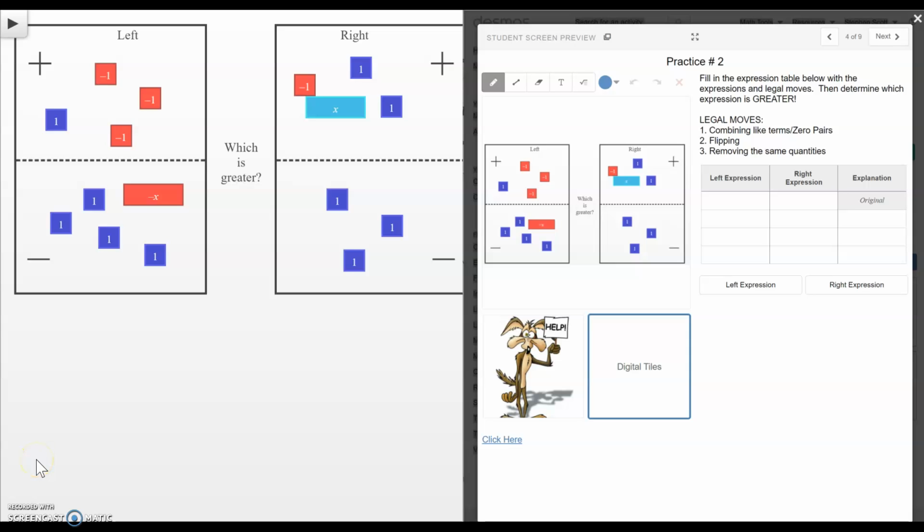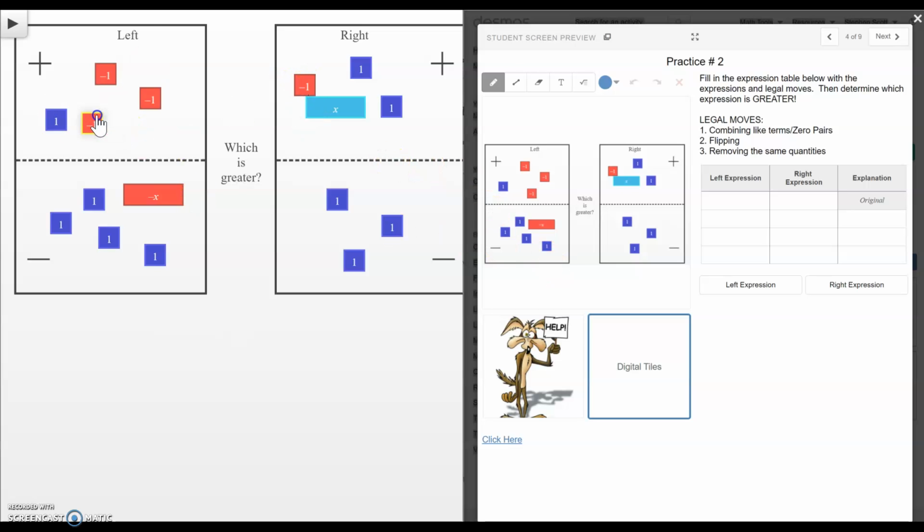Okay, let's go over these three legal moves that we were talking about. We have zero pairs, or combining like terms, and we can only combine things that are the same thing. We have flipping, and we have removing the same quantity. So if you take a look, I have the algebra tiles on the left, and what I'm going to do is show each of those moves visually, and then eventually I'll go to the table and show you exactly what we're doing there. But if you look, one of the moves here is zero pairs.